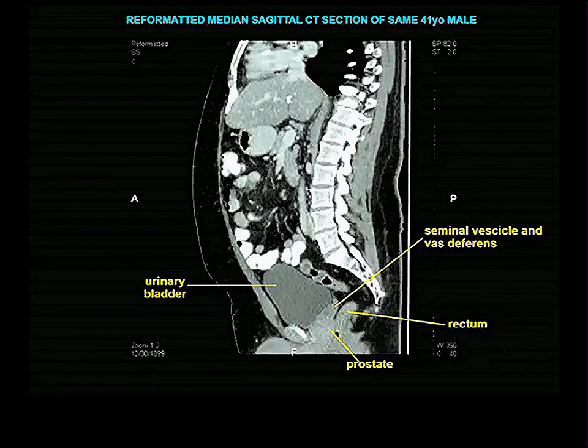All right? Here's a sagittal view of the man. Here's the rectum sitting in front of the sacrum. Here's the urinary bladder sitting behind the anterior abdominal wall. Here at the base of the urinary bladder is what I determined to be the prostate. And here, superior to the prostate and posterior to the bladder, are the seminal vesicles and vas deferens.